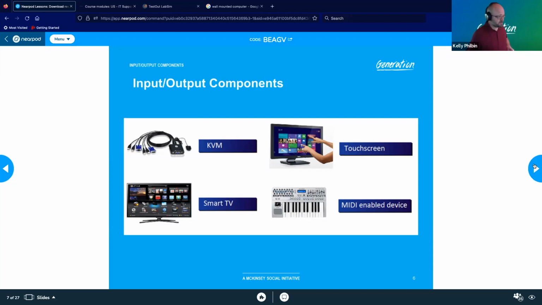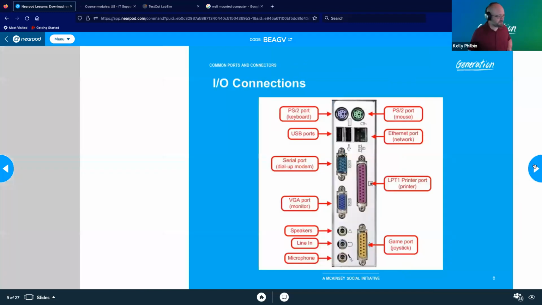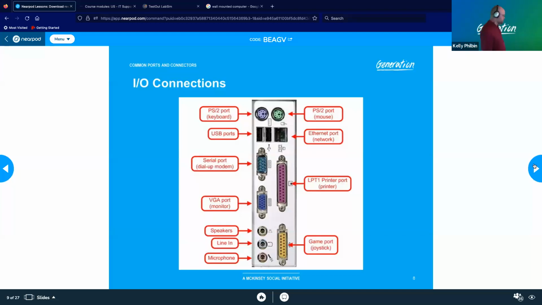So other input outputs. Output components, pretty straightforward: monitor, printer, speakers. I'm sure we have a lot of exposure to these over time. Now, turning around and looking at the back of your computer to get an idea of what we call I/O connections, or input-output. Yes, this one is a little bit dated, but it starts to give you an idea as to some of the stuff.